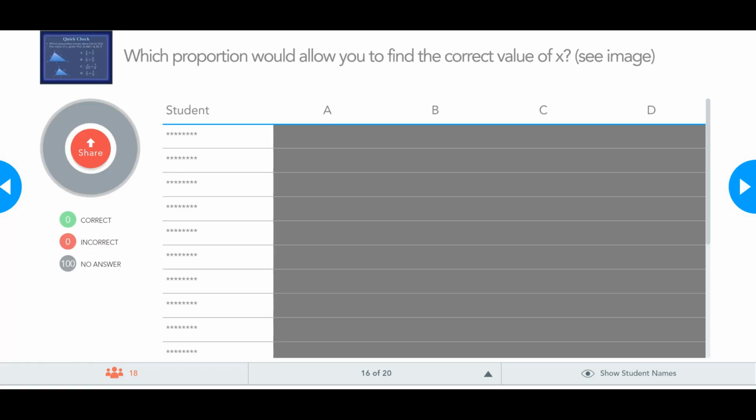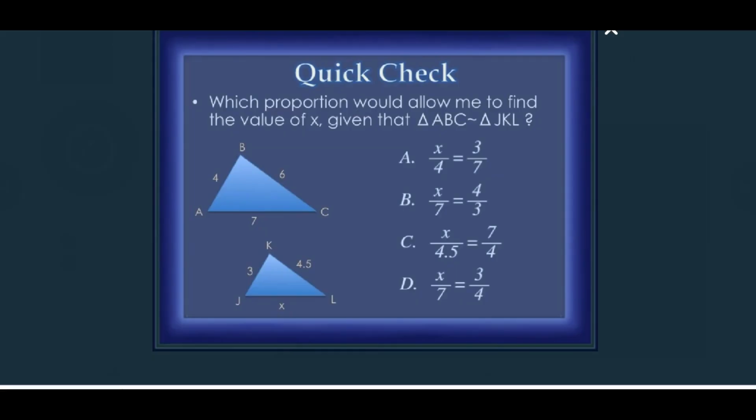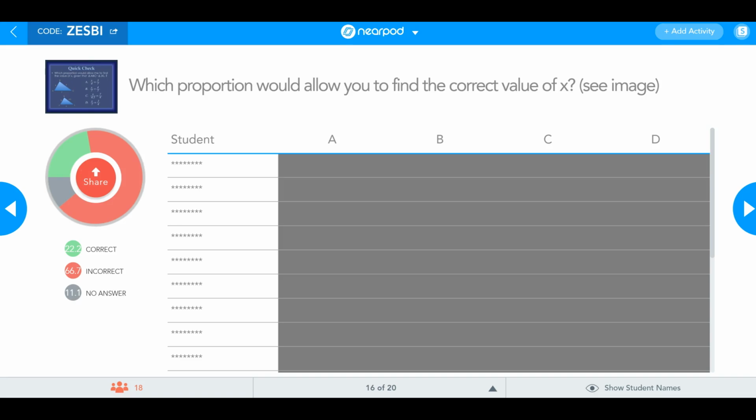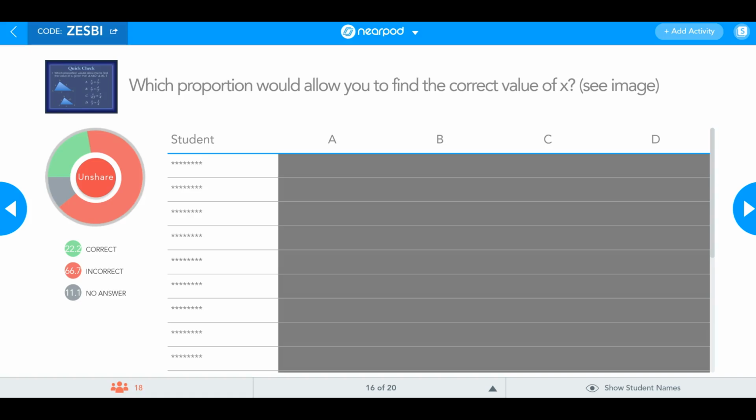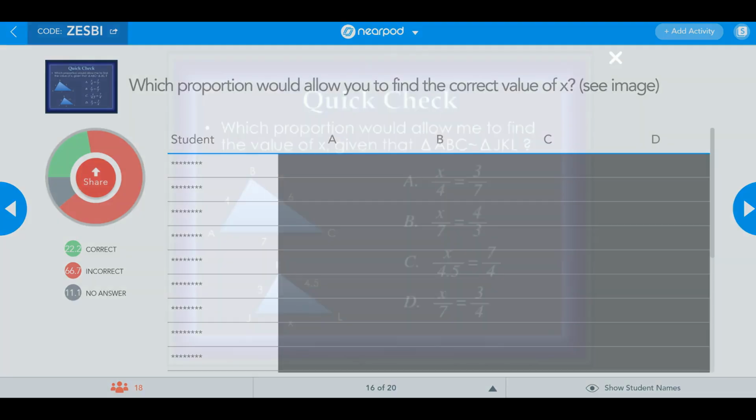All right, you have a little quiz there to do. Which proportion would allow you to find the value of x given that triangle ABC is similar to triangle JKL? So I'm sharing with you the results and how you did. The correct answer was D, and again, it comes down to matching up the correct parts. You have to match up from one triangle to the next.